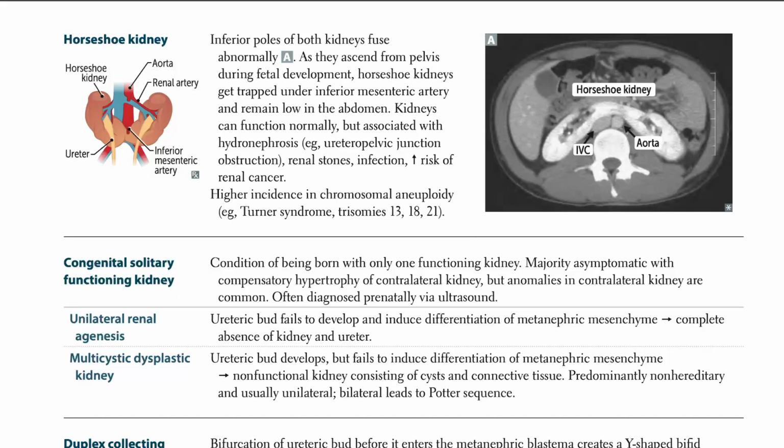Okay, let's talk about horseshoe kidney. Horseshoe kidney, you can see it in the picture. You have the horseshoe type kidney, right? So it is the inferior poles of both kidneys fusing abnormally as they ascend, going up from the pelvis during fetal development. The horseshoe kidney gets trapped under the IMA, inferior mesenteric artery, and remains low in the abdomen.